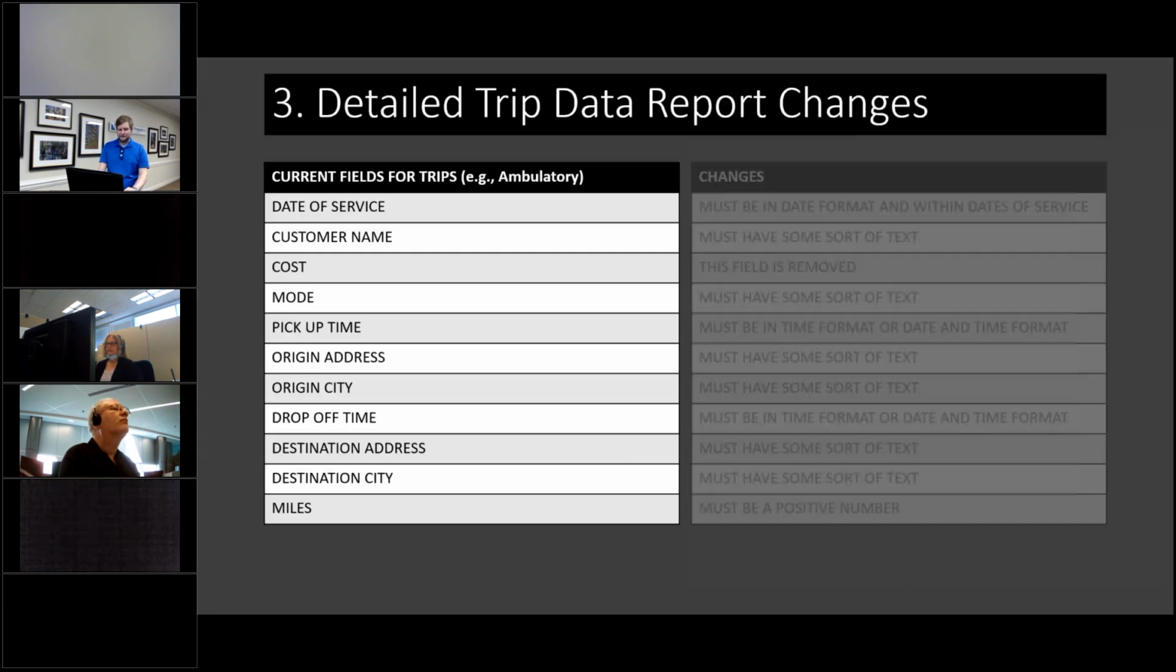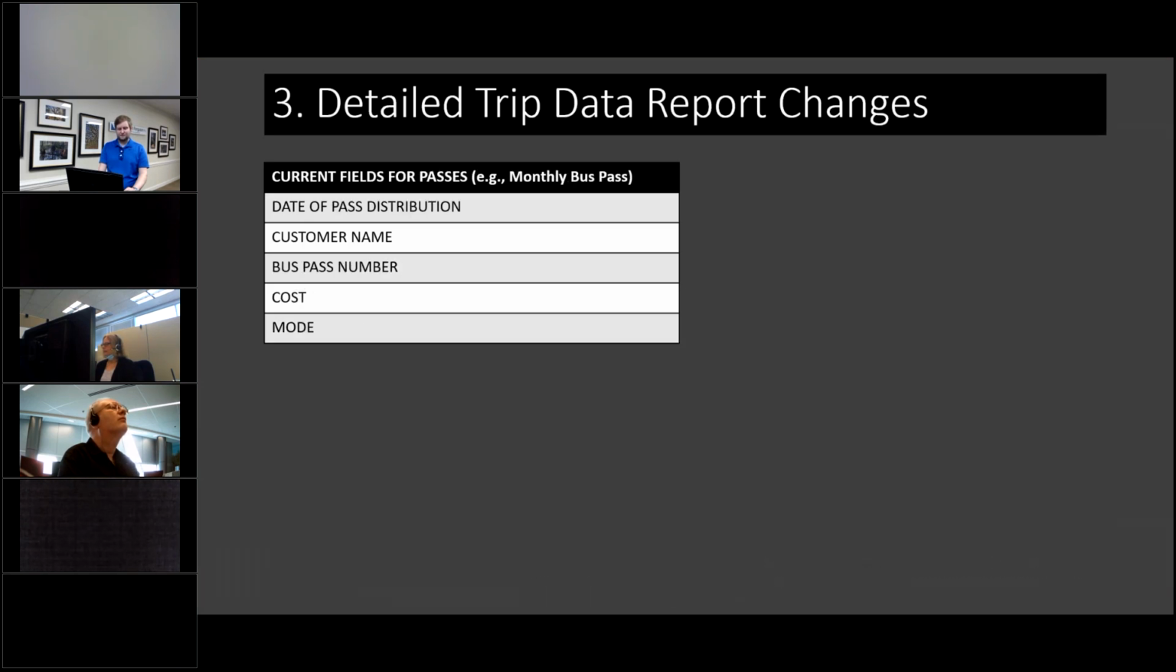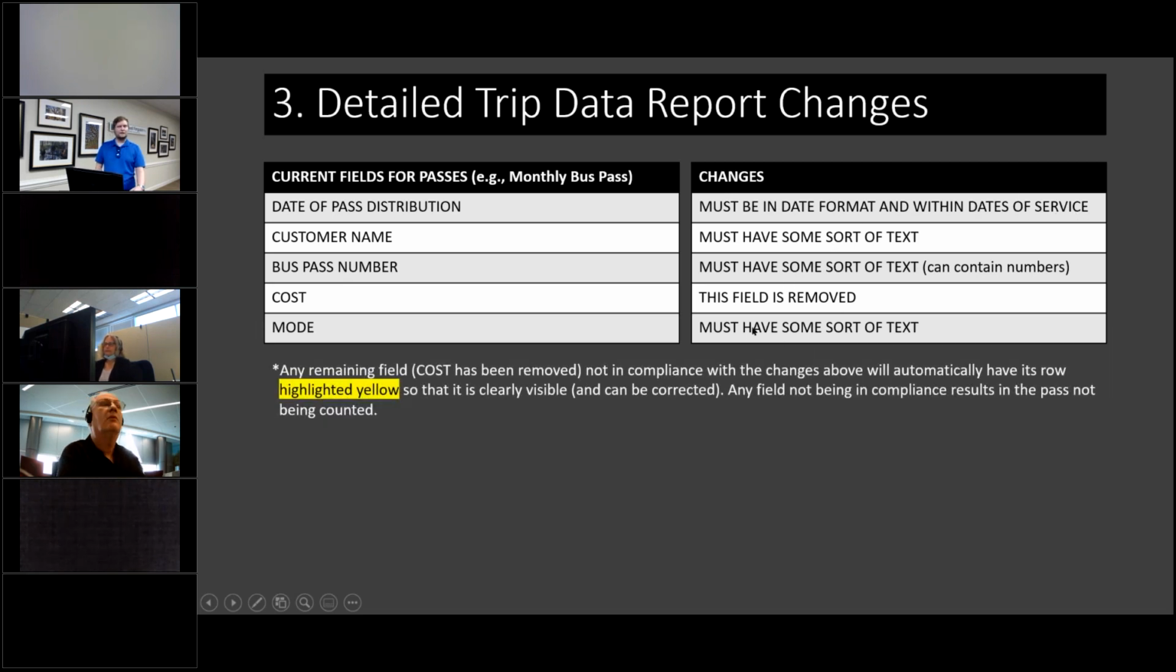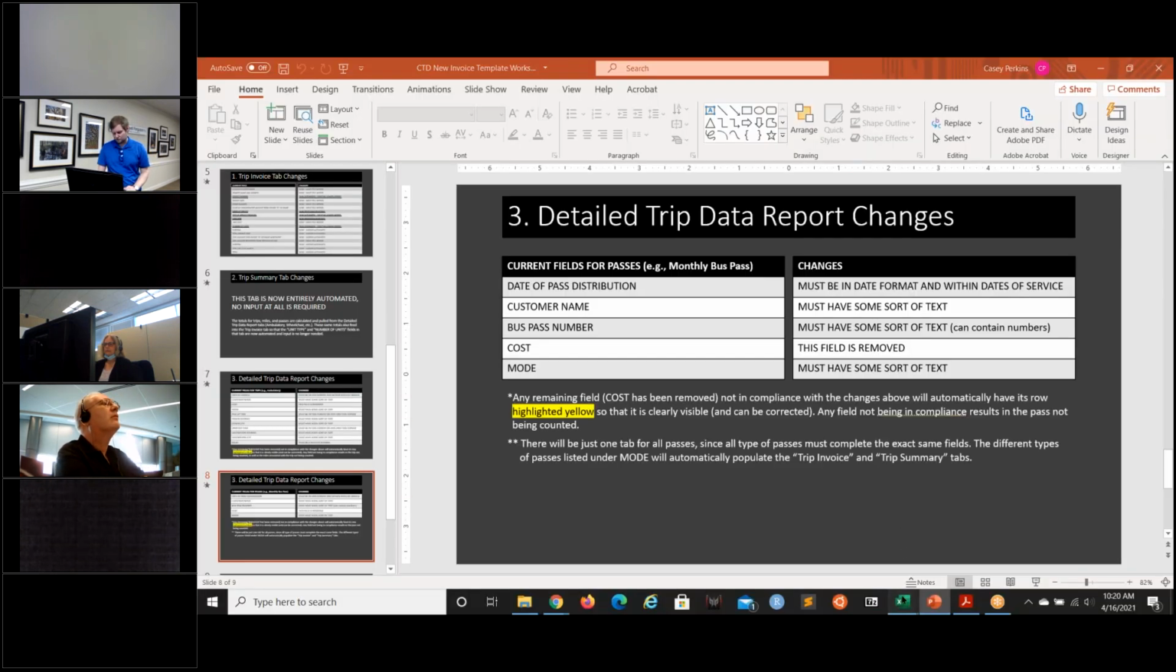And with the passes, it works very similarly. It's just fewer fields. You have the date of your pass distribution, customer name, bus pass number, cost and mode. We're removing cost from this as well. It's duplicative of the trip invoice form, so that one's removed. And then the date's the same thing, so it must be in the date format and within the dates of service. And the other remaining fields are just looking for text. We'll go through that one real quick here.